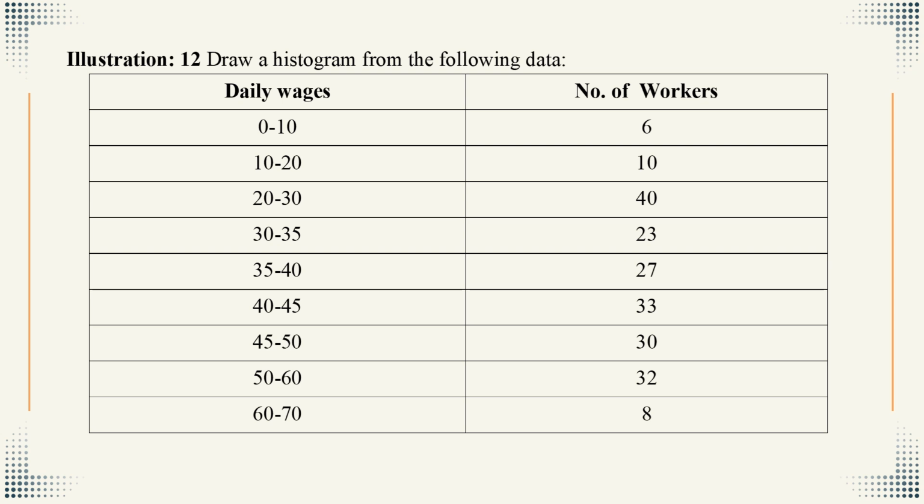Here an illustration is given to explain the histogram for unequal class intervals. Then you can find daily wages 0 to 10, 10 to 20, 20 to 30, 30 to 35, 35 to 40, 40 to 45, 45 to 50, 50 to 60, 60 to 70. These are unequal class intervals. First 0 to 10. Then in that one case 30 to 35, like that.